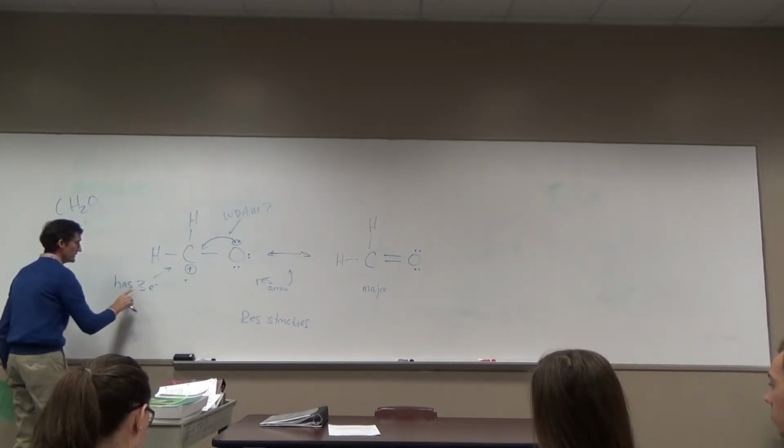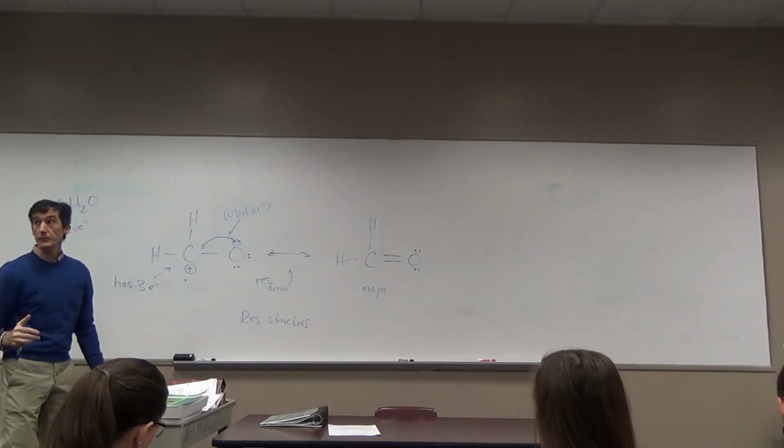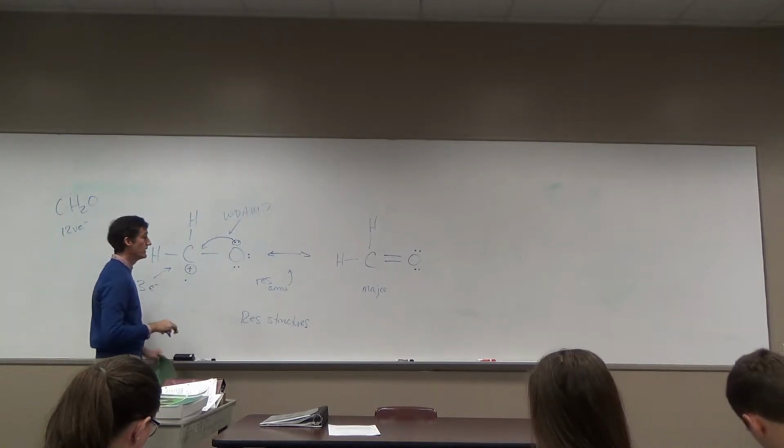So it has 3 electrons. How many is it supposed to have according to the periodic table? 4. And according to this, right, 4. It ain't got 4, it's missing 1. And if you're missing an electron, what's going to be your charge? Positive.